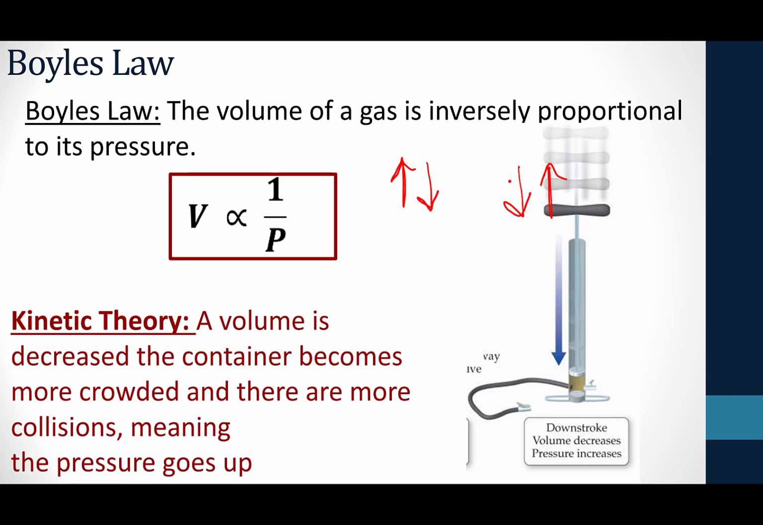The opposite is true. If we pull the sides of the container away from our sample of gas, we're going to see that there's a bigger volume, and we're going to see that there are fewer collisions with the side of the container than there were before. It would register a lower pressure.